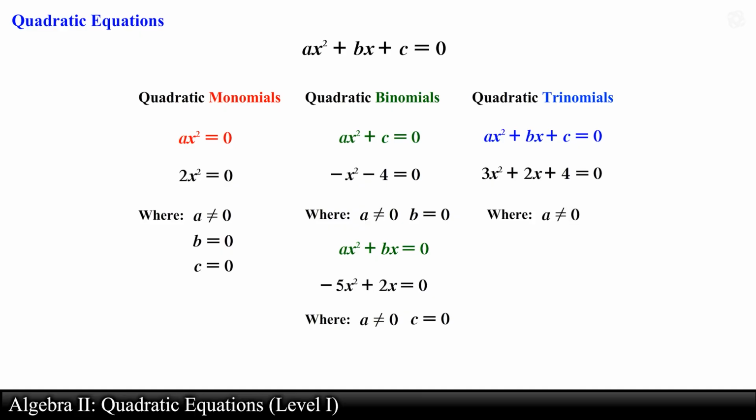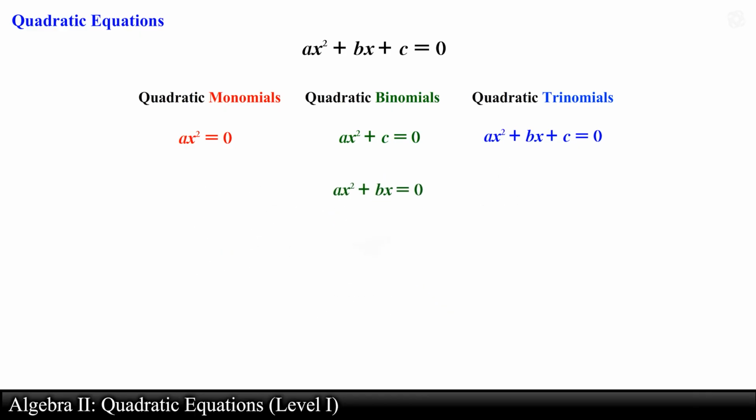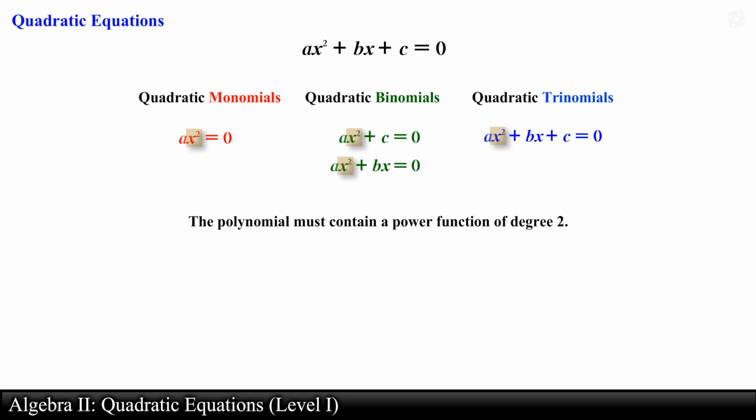Notice that a common characteristic of each quadratic equation is the fact that there exists a term that contains a variable raised to the power of 2, and it's also the highest power that is found out of all the terms. Remember, this is the defining characteristic of a quadratic equation. Specifically, the polynomial must contain a power function of degree 2, in other words, an x squared term, and this power must be the highest out of the remaining terms.